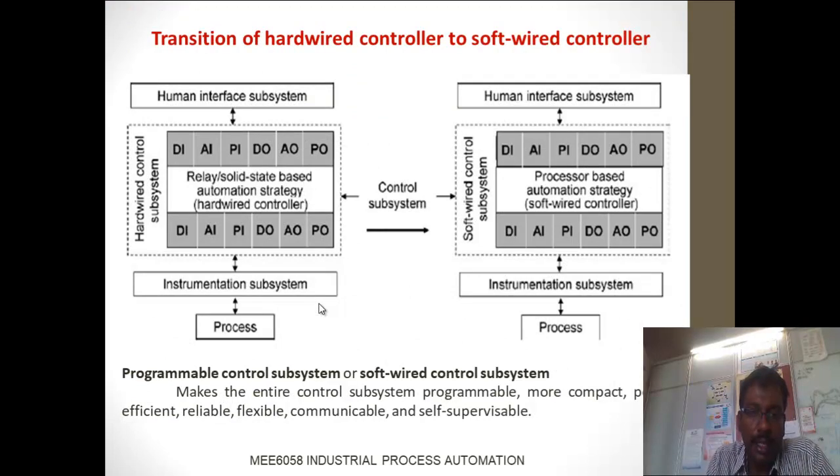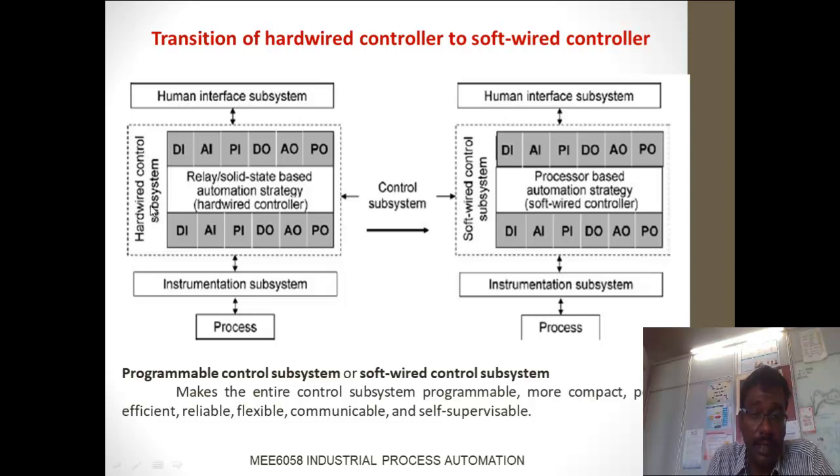Coming to the next slide, transition of hardware control to software control. What I said here is that in the previous conventional days we used relay or solid-state based automation strategy, the hardware controller. Nowadays we are using software control, the processor with respect to memories. So this is a microprocessor or advanced embedded processor system. With respect to the automation strategy, we are using software-based systems. This is hardwired and this is a software-based system.